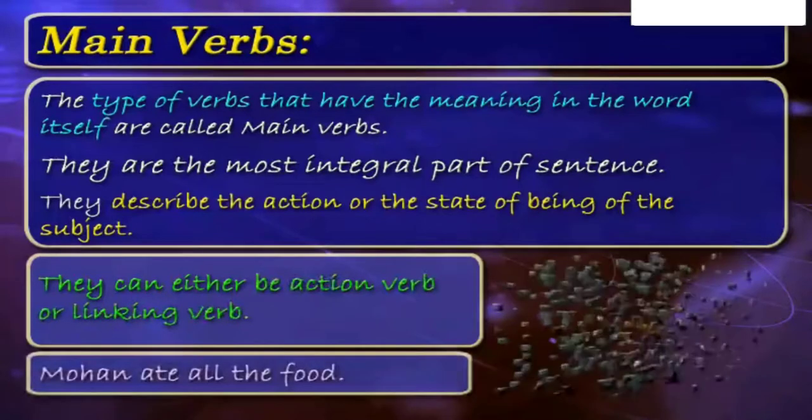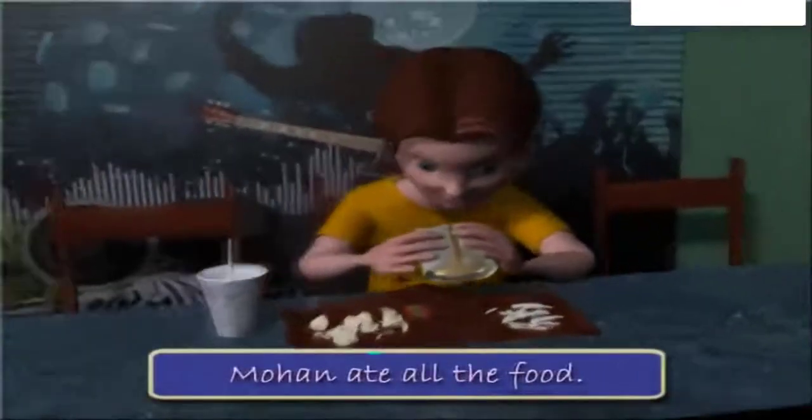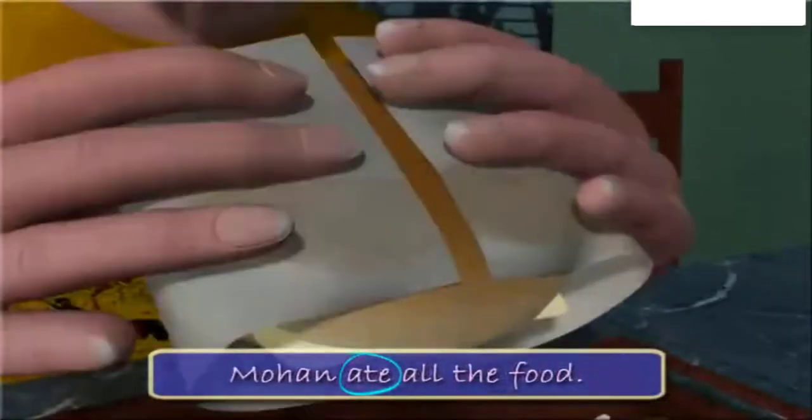Mohan ate all the food. Here, the action verb ate is the main verb itself and it describes the main action done by the subject, that is, what Mohan did with the food.